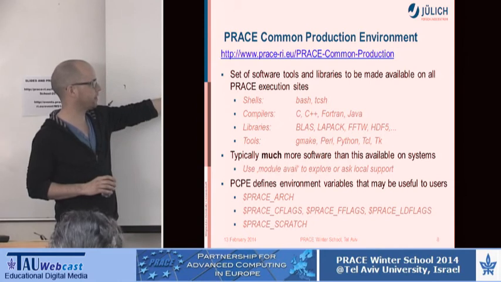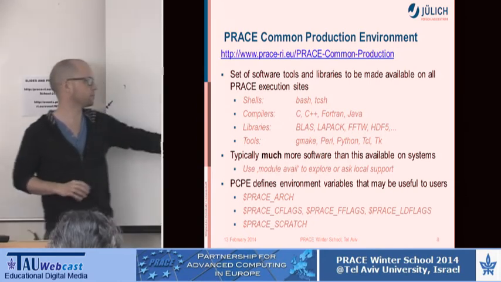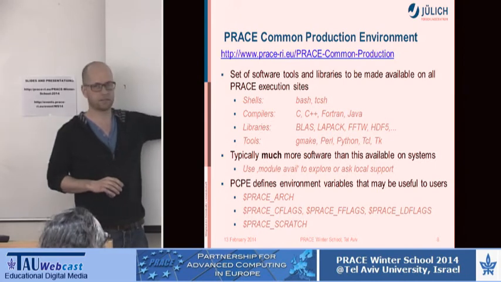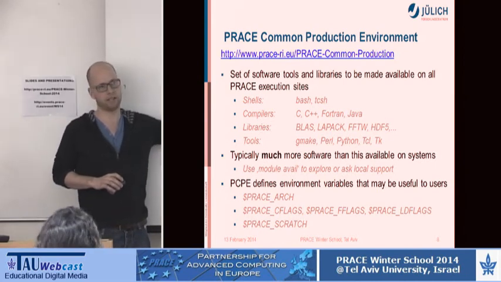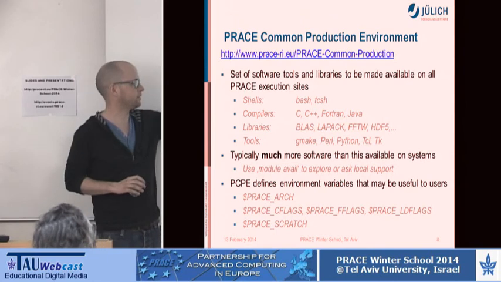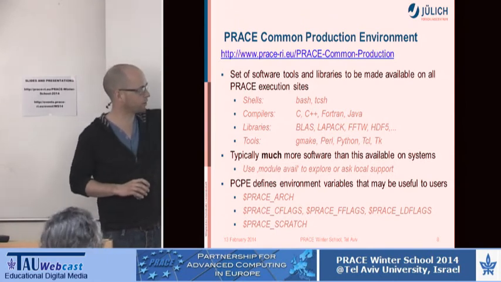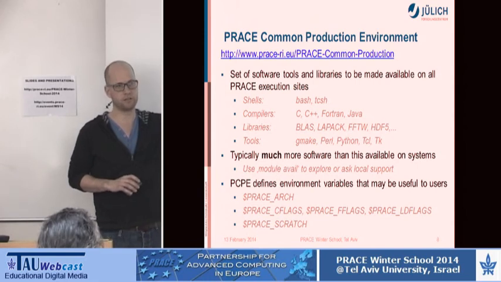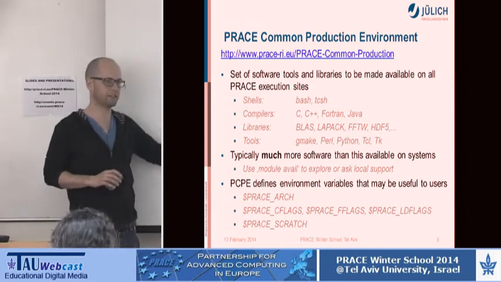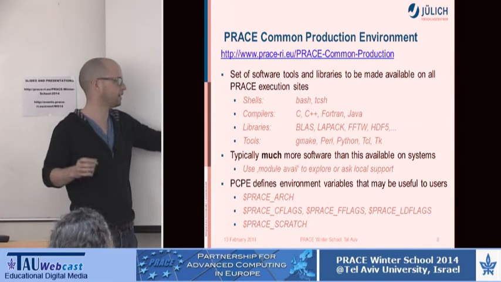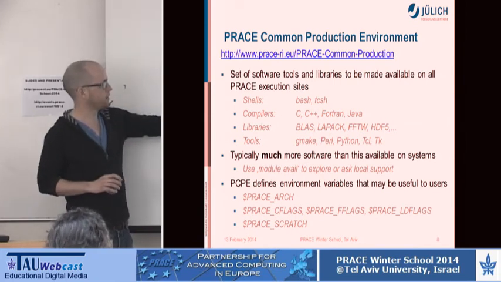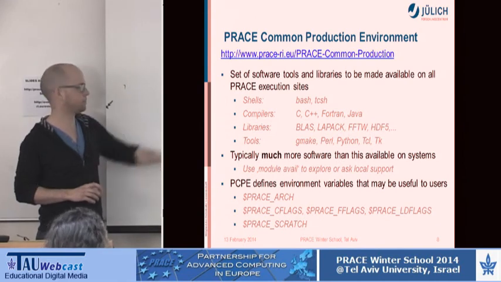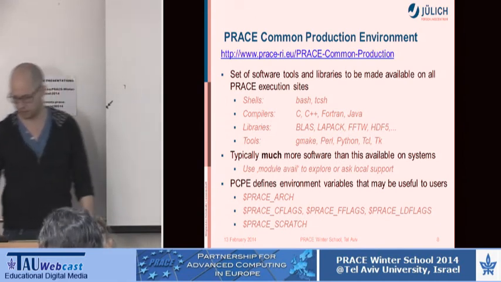This PRACE Common Production Environment also has some variables that might be useful for you, like the archive variable. It might have some compilation flags that are particular to each site, which might be useful if you're compiling C or Fortran code. You might have some linking flags that you could use instead. What these actually mean would vary from site to site. The idea is they're specific to each site. PRACE Scratch would be your workspace. When you're running your jobs, you run them within PRACE Scratch. That's the idea, at least.